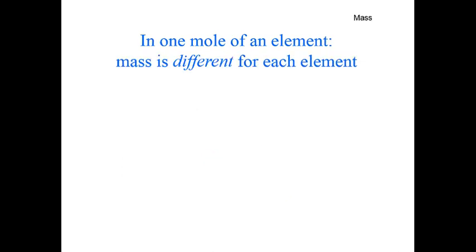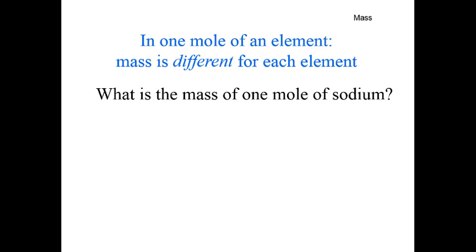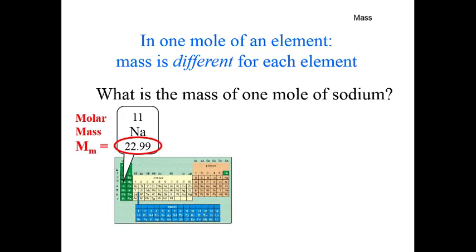When it comes to the mass of a mole of an element, it is different for each element, so we will need to consult a reference, most commonly the periodic table. If we were to ask, what is the mass of 1 mole of sodium, we would locate sodium on the periodic table. The mass of 1 mole, commonly called the molar mass, and given the symbol M sub m, is the bottom number on the entry for sodium. For sodium, this is 22.99 grams per mole.